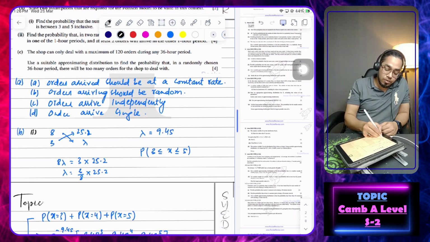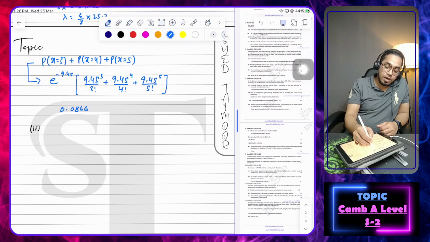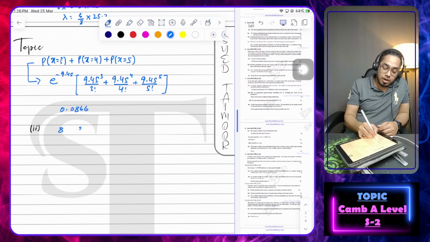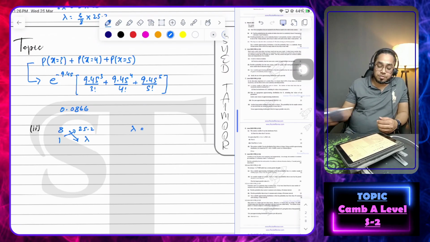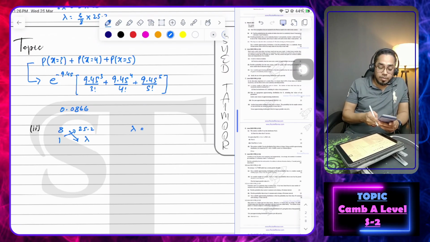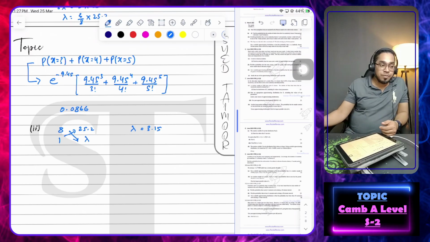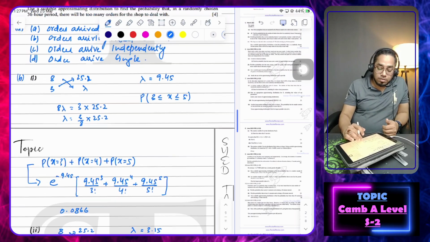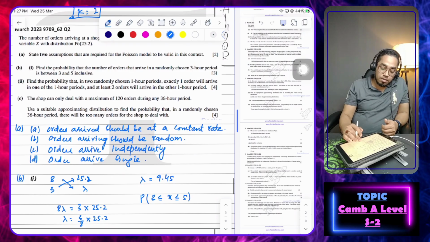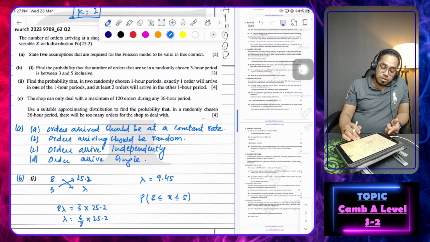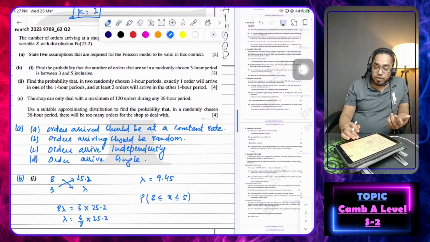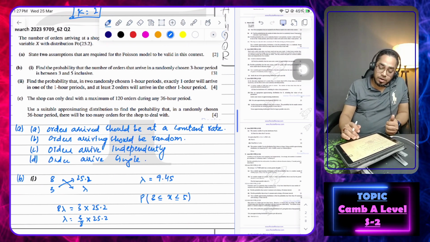Now I am going for part 2, and first I will calculate my lambda. That was 25.2 for 8 hours. Now, what will lambda be for a 1 hour period? 25.2 divided by 8 is exactly 3.15. This is my new lambda. Now, exactly one order will arrive in one 1 hour period, and at least two orders will arrive in another 1 hour period.